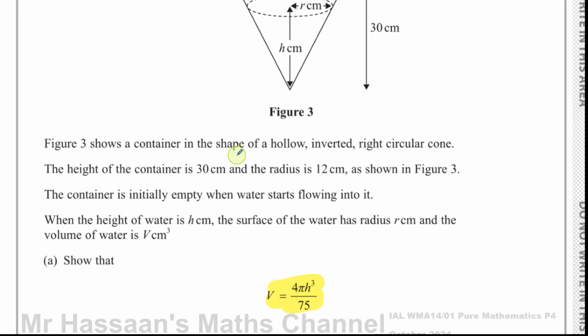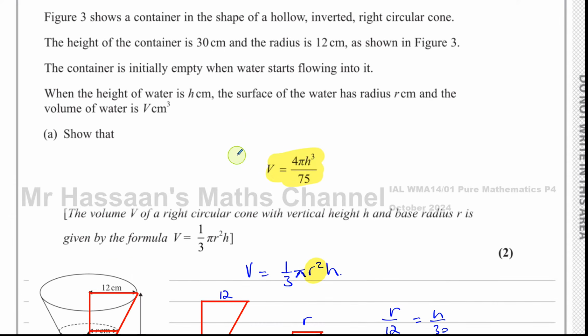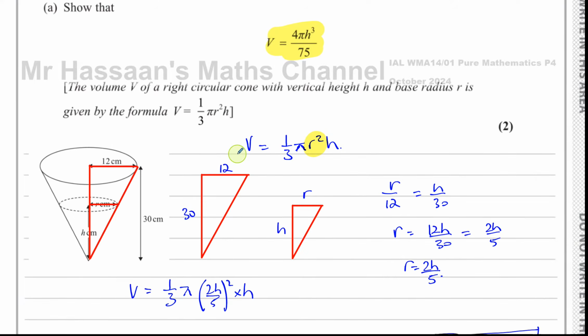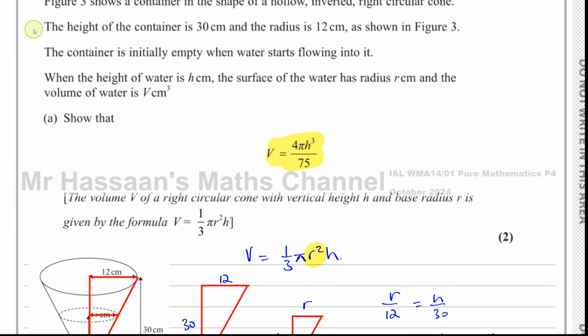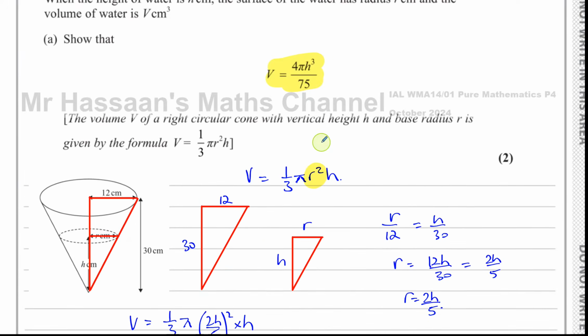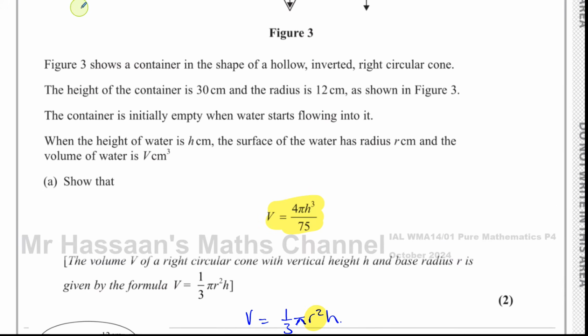It's a related rates of change kind of thing. It's actually setting us up for the second part of the question. So there's part A. Now for part B, let's just make sure that's correct: 4 pi h cubed over 75, that's right.